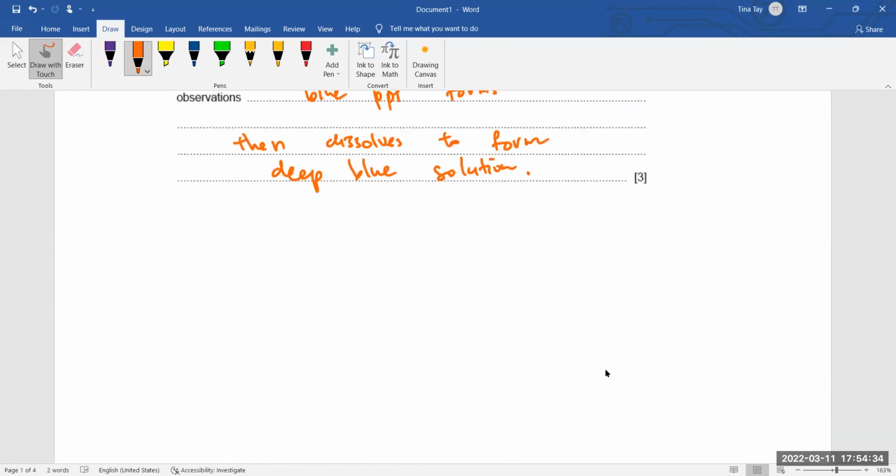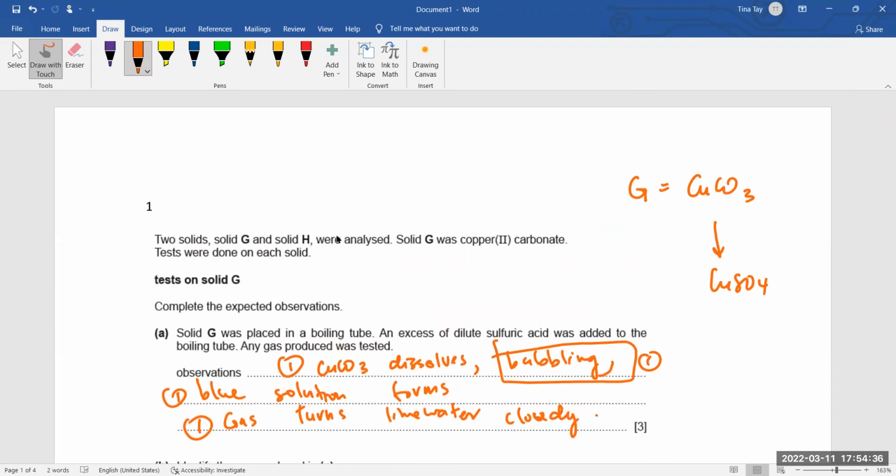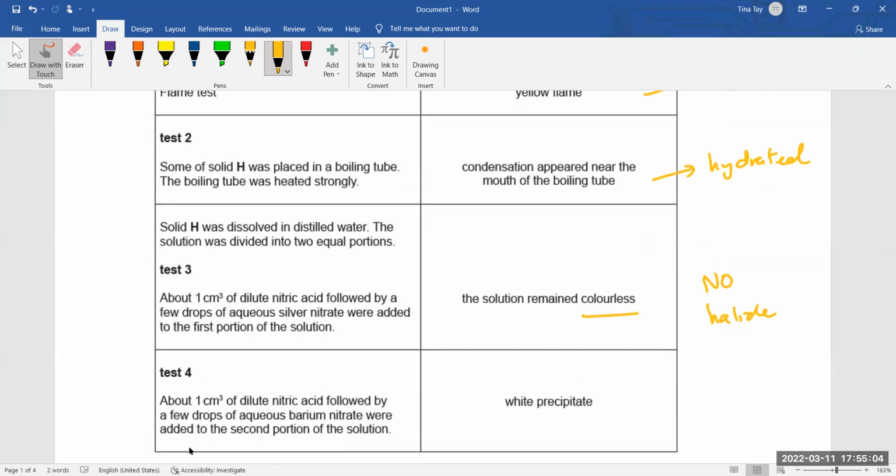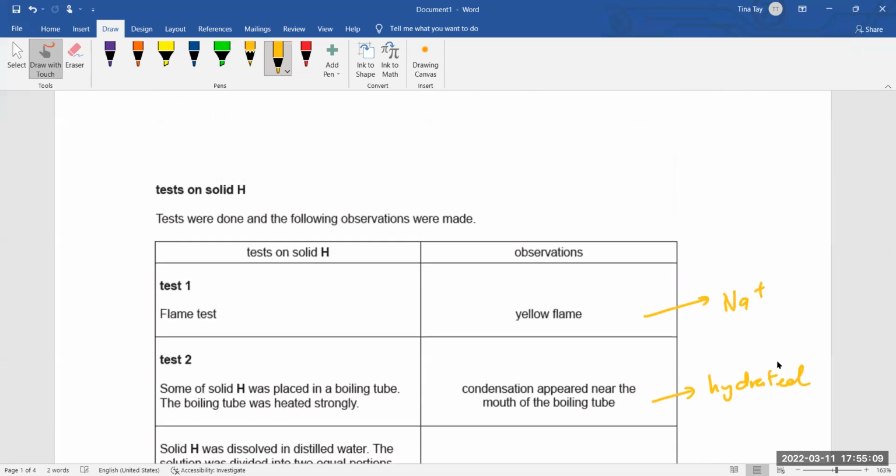Test on solid H. You don't know what solid H is; solid H is unknown. Flame test, yellow flame is what? Sodium. Condensation, hydrated. Solid H was dissolved in water. The solution divided into 2 equal parts. Nitric acid, silver nitrate, colorless, so no halide. Nitric acid, barium nitrate, white precipitate, so sulfate. So it is sodium sulfate.